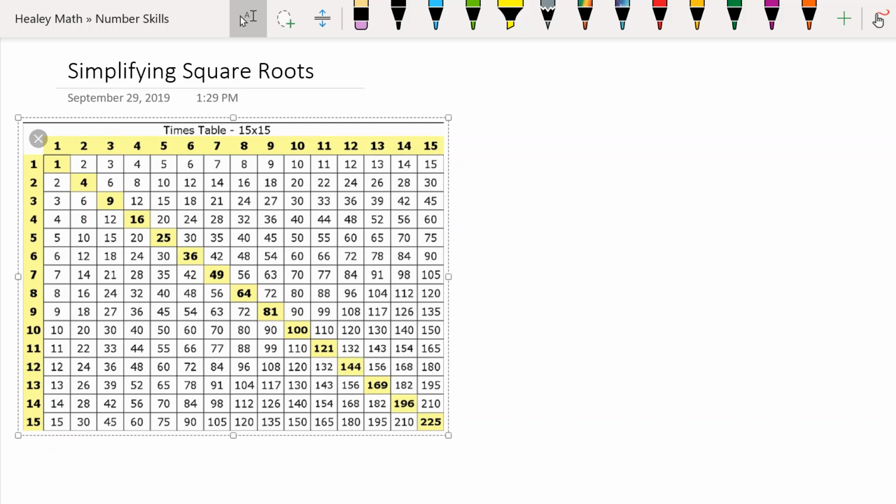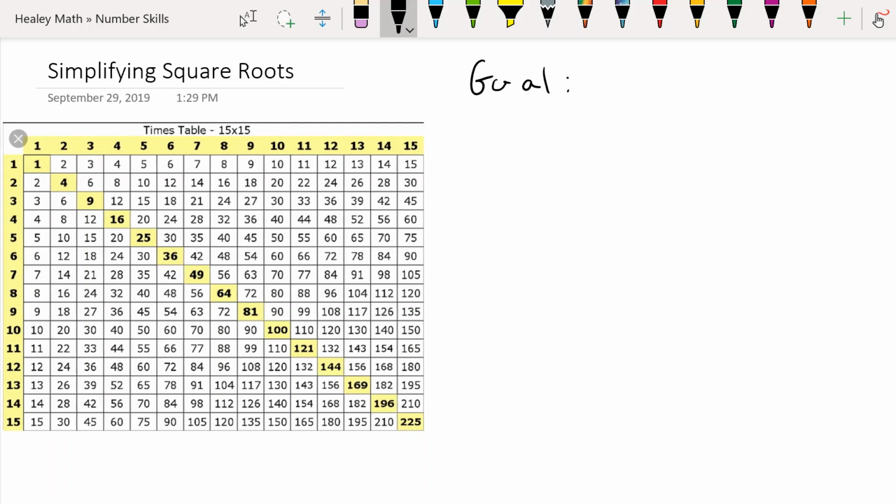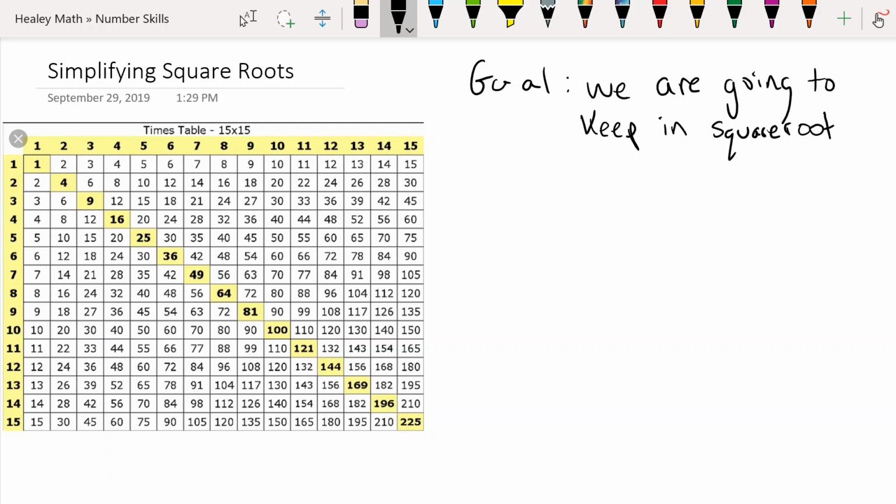So simplifying, the goal is we are going to stay, or to keep, in square root form. What I mean by this is, in the previous example, we had a decimal part. In this part, we want to have a square root symbol. Let's look at the first example.